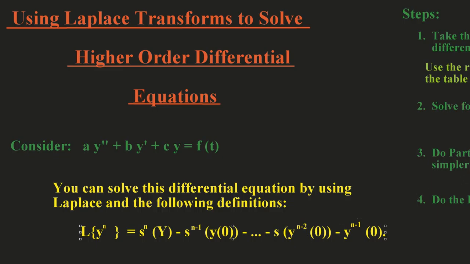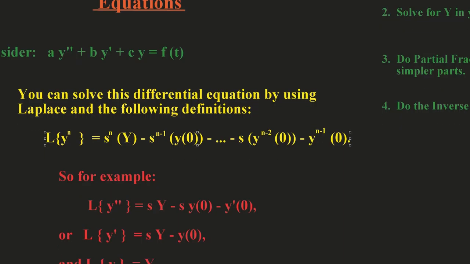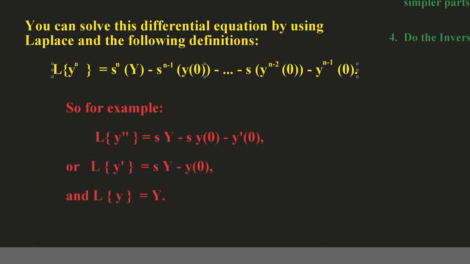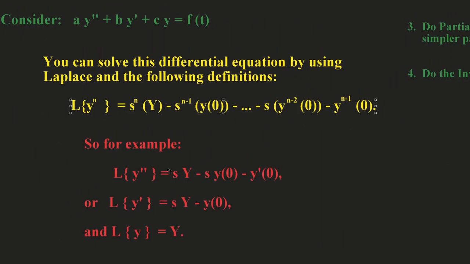Now that's kind of odd if you've never seen them before. Let me just show you the main ones you'll be dealing with. Write these down because you'll be using this. So these are going to be your main players. For the second derivative, it's going to be s squared Y. Again, this capital Y stays Y always. That's what you're going to be solving for.